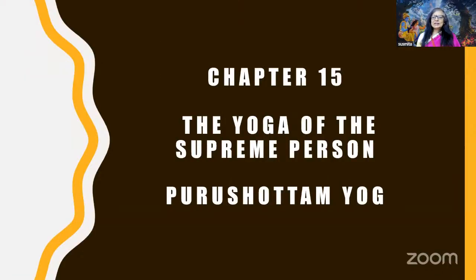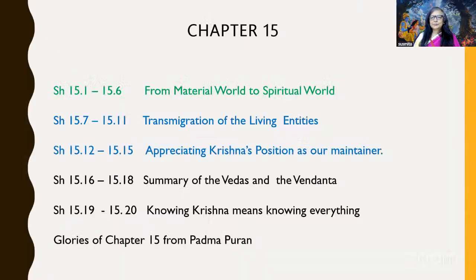Chapter 15 is the Yoga of the Supreme Person or Purushottam Yoga. This chapter is divided into 5 sections. We have covered the first section, 15.1 to 6, from material world to spiritual world. And today we'll start from shlok number 7, transmigration of the living entities. And then we'll try to also cover appreciating Krishna's position as our maintainer.